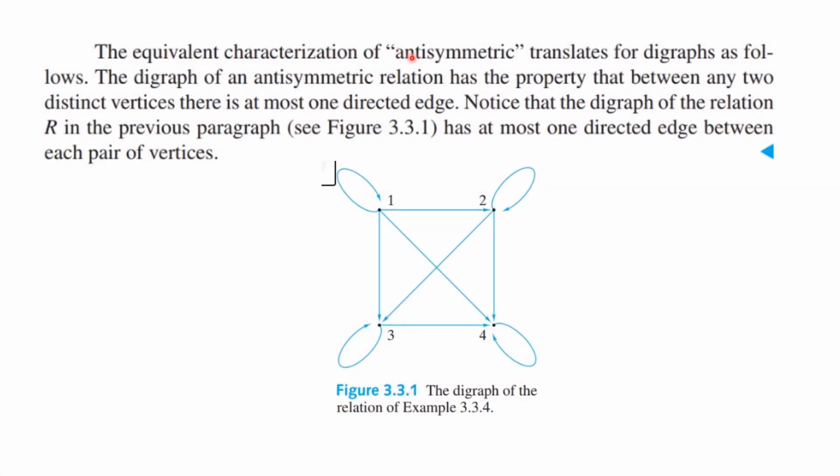The equivalent characterization of antisymmetric translates for digraphs as follows. A digraph is antisymmetric if it has the property that between any two distinct vertices, there's at most one directed edge. Notice that the digraph in this relation has at most one directed edge between any two. And so that means between 1 and 4, there's only one directed edge. And you see, there's another directed edge, but it goes from 1 to 2, and so on and so forth.